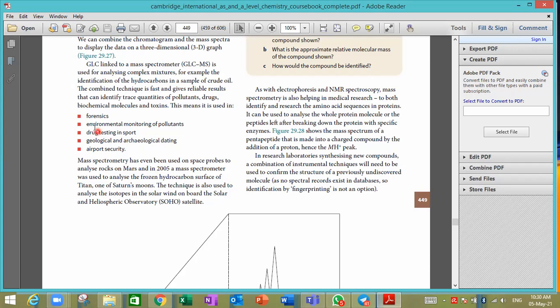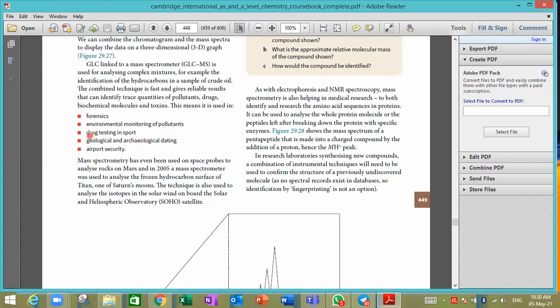So this is forensic science. Or else they use it in environmental monitoring of pollutants by analyzing air samples, water samples, or ground samples. They can find out what pollutants are present using the GLC-MS.